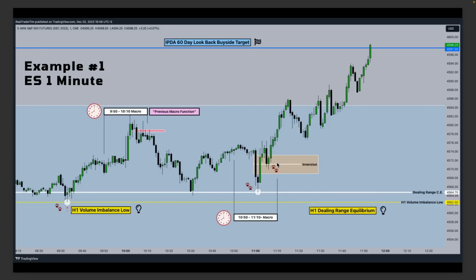Well, these are those algorithmic signatures. Where are the bodies closing in this inversion? Some random level? No, it's closing at consequent encroachment of this inversion during the macro after a key reference point has been delivered to. So we could put what? Our stop loss below here, understanding that this has been delivered to, this has been delivered to.